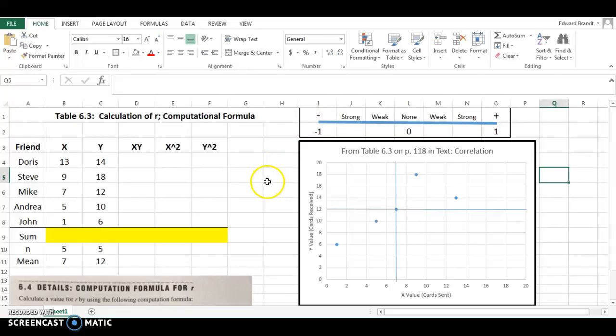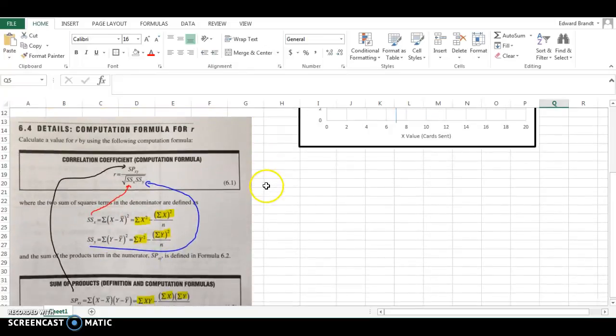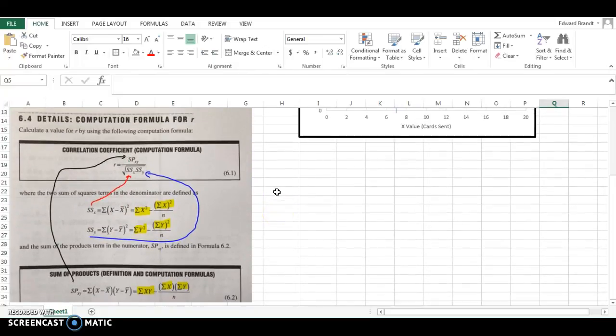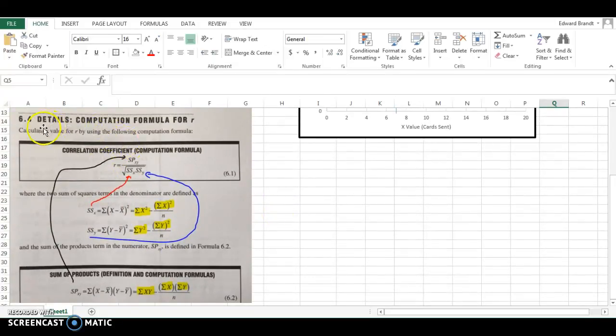The second part here is this. In the text, there's a computational formula for R, and I want to walk you through it briefly, both the definition formula for it, and also the computational formula.